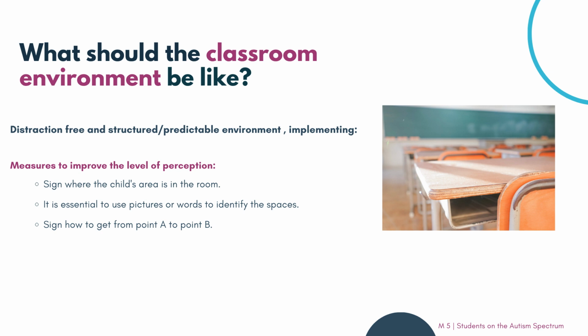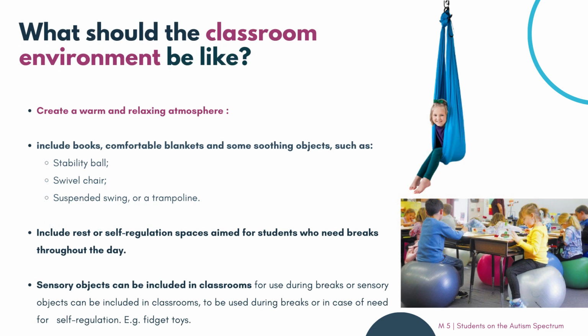We address some good practices to consider in the classroom context, regardless of the difficulty that the student presents. When we talk about students with Autism Spectrum Disorder, it is essential to mention more specific strategies. A welcoming and relaxing environment is essential for students in the autistic setting. Creating this environment means, for example, including books, comfortable blankets, and some calming objects.